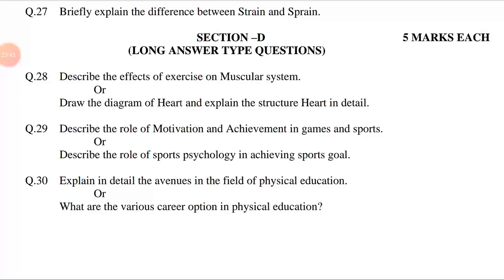First point, sprain is the injury of ligaments. Strain is the injury of muscle. Second point, sprain occurs due to twisting of joint. Strain occurs due to tearing of muscle fibers. Third, sprain occurs at joints. Strain occurs at muscles.